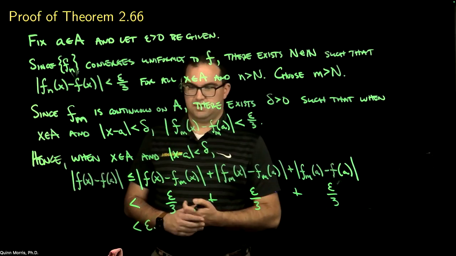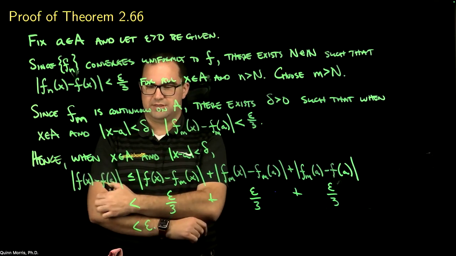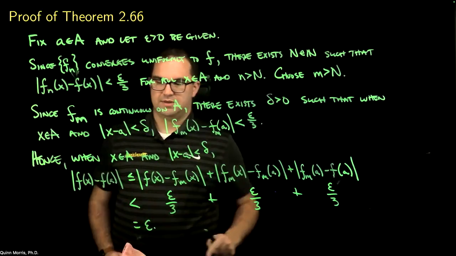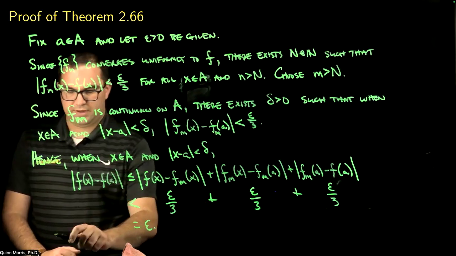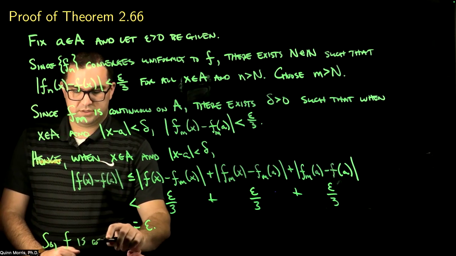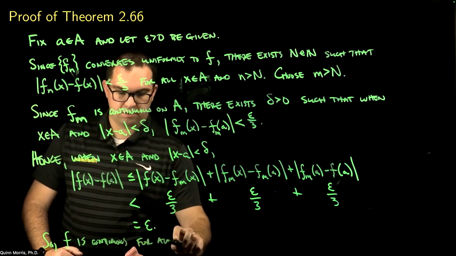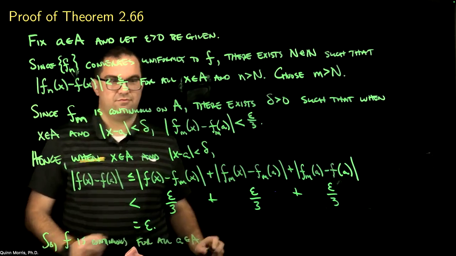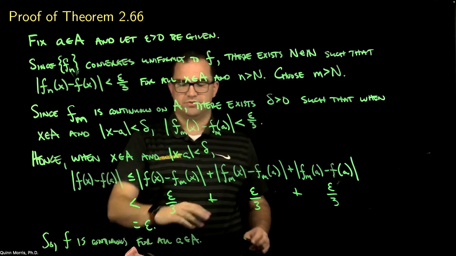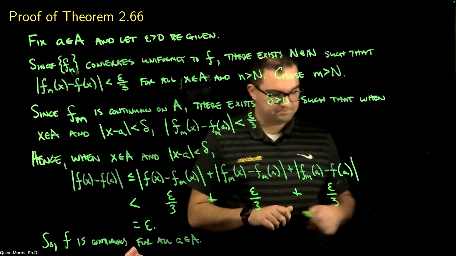So each of these is less than epsilon over 3. The whole difference must be strictly less than epsilon. I should write equals here because it equals the previous line, but it's still less than that. Okay, so what do we conclude? So f is continuous at a for all a in A. I fixed an arbitrary element of A, never used anything specific about it, so this works for all a in A. So f is in fact continuous on the entire set A.